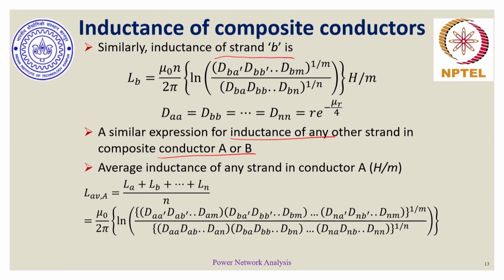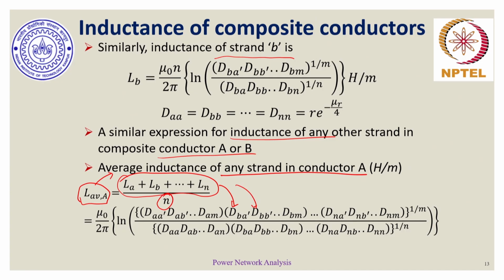In order to normalize this individual strand effect for the entire composite conductor, what we can do is average out these individual inductances, and that average would be associated as the average inductance of any strand in conductor A, which would be the sum of individual inductances of strands in composite conductor A divided by the number of strands present in the composite conductor A. If we substitute those expressions, the overall expression becomes even more complex and much more boggling.